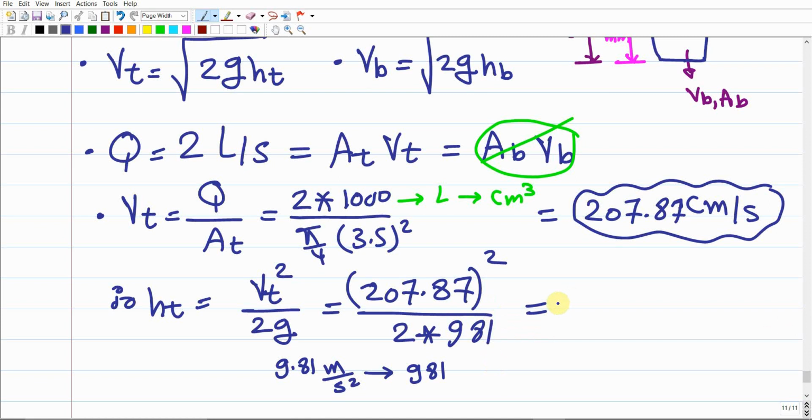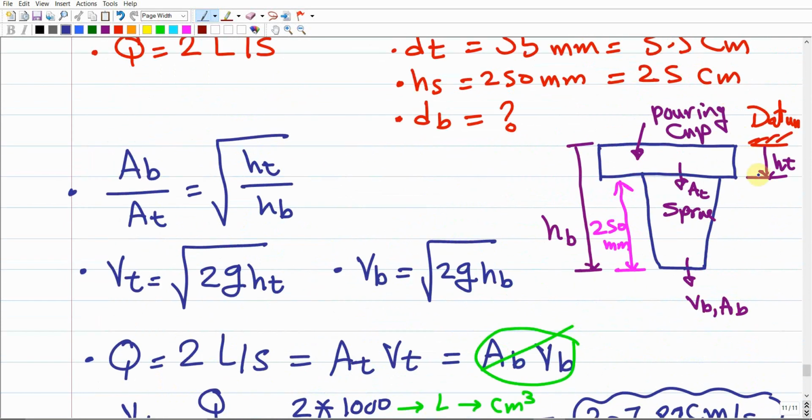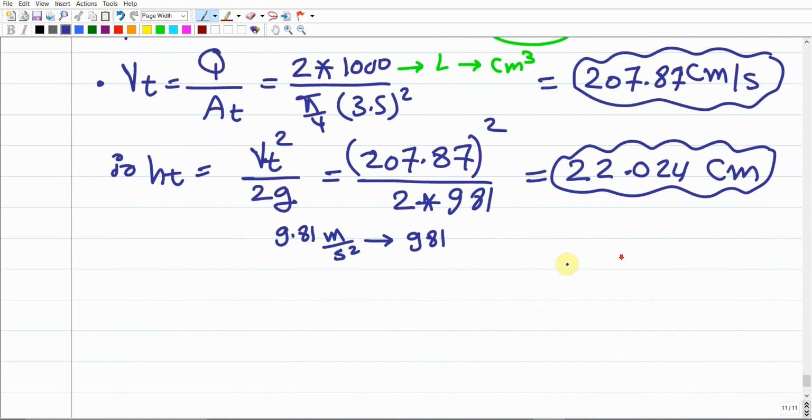So if you did the calculations, divided by 2 divided by 981, this is gonna give us 22.024 centimeter. This should be the HT, which is the height of the cup, I'm sorry, the boring cup height, which is HT. So HB, the total height, should be the 250 millimeter or 25 centimeter plus the HT, because we are already working in centimeter.